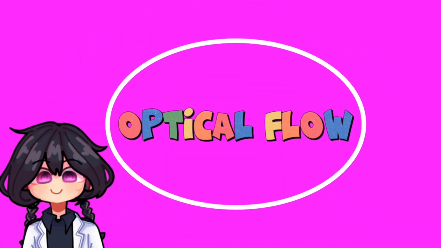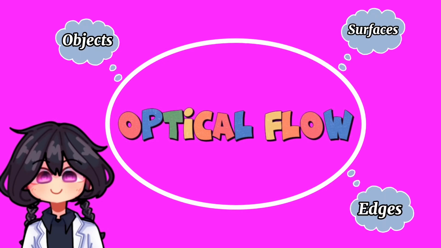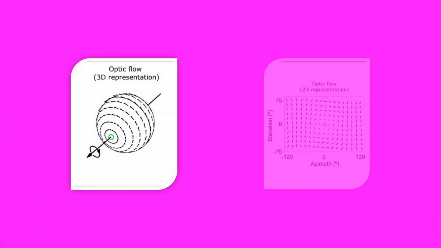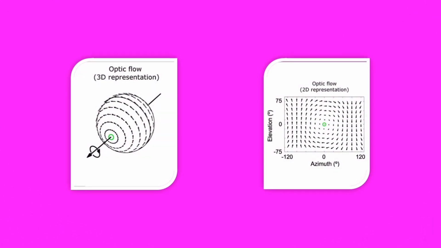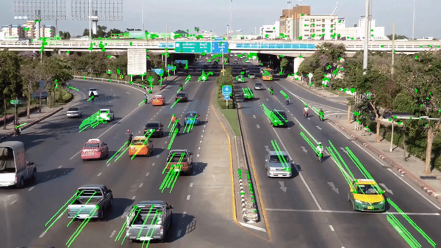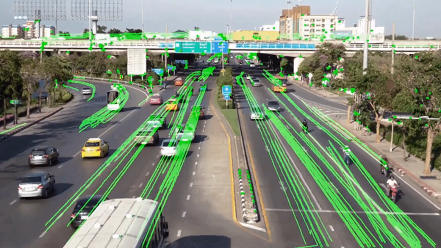Optical flow is the pattern of apparent motion of objects, surfaces, and edges in a visual scene. It can be shown in these two diagrams. Optical flow is caused by the relative motion between the observer or camera and the scene.